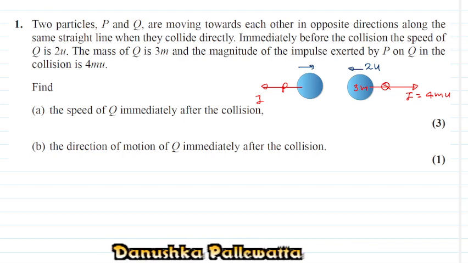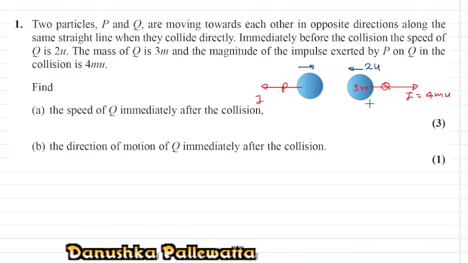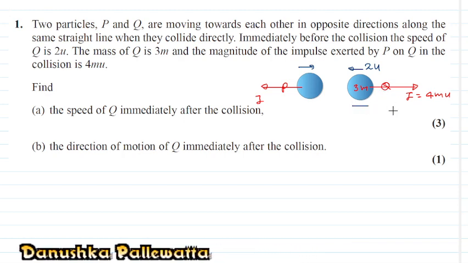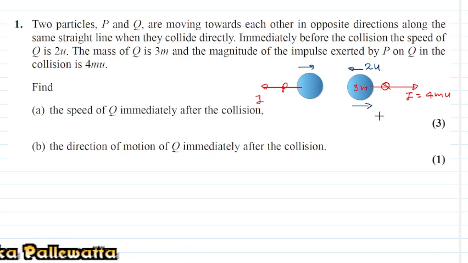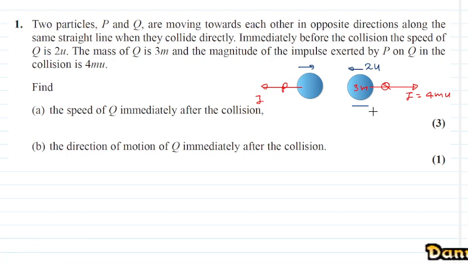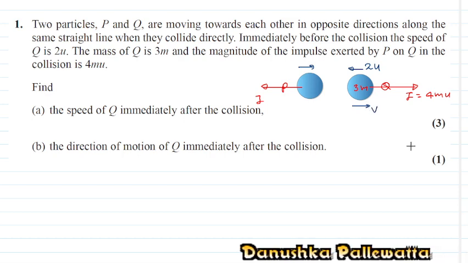Then the velocity of Q after the collision. You can mark the velocity in any direction, either this way or the other way. It doesn't matter because we cannot predict the exact direction before the calculation. After the calculations, you can decide. Anyway, I will mark it in this direction as v.